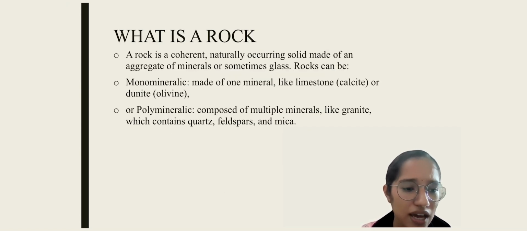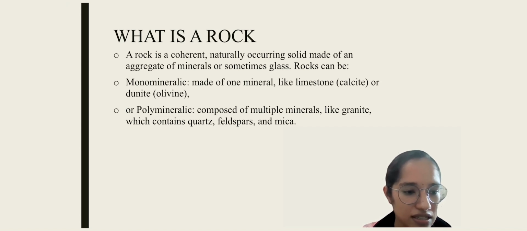What is a rock? A rock is a naturally occurring solid made of one or more minerals and sometimes natural glass. There are two main types, monomineralic and polymineralic. Monomineralic rock is made of a single mineral, for example, limestone, dunite, anorthosite, pyroxenite. Limestone is mostly made up of calcite mineral. Dunite is mostly made up of olivine mineral. Anorthosite is made up of anorthite mineral. Pyroxenite is made up of pyroxene mineral.